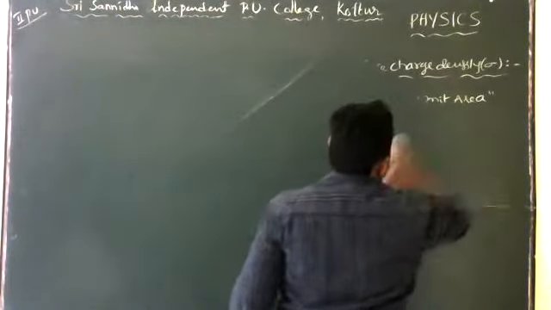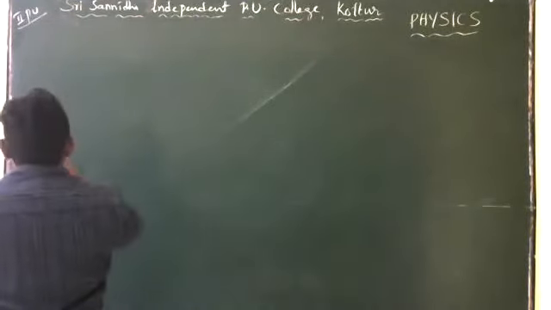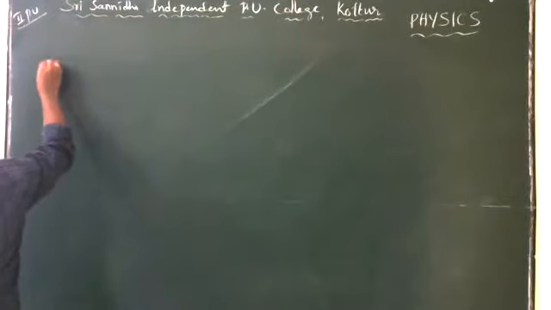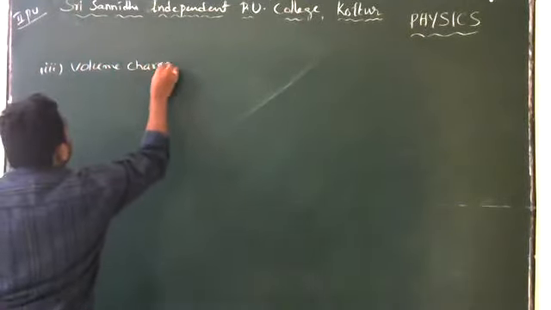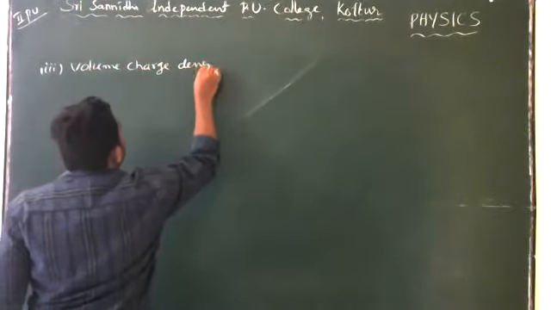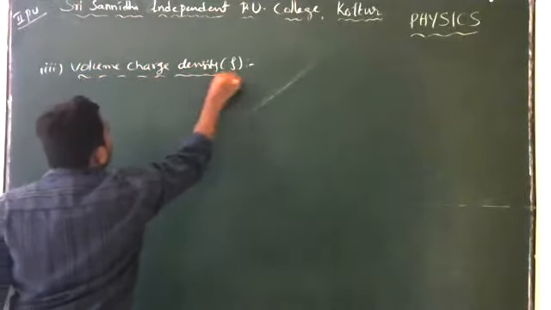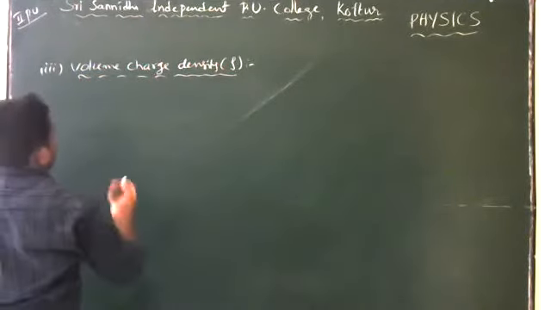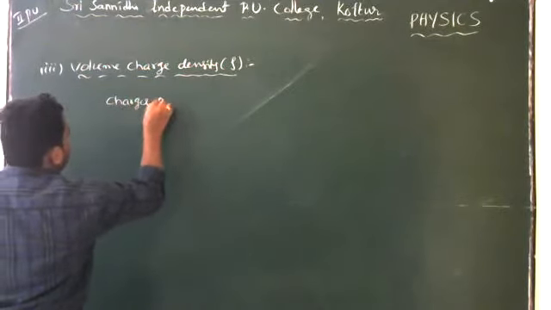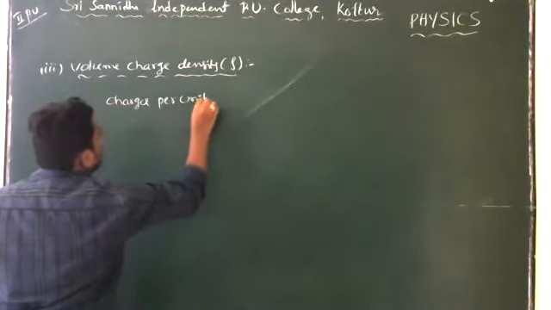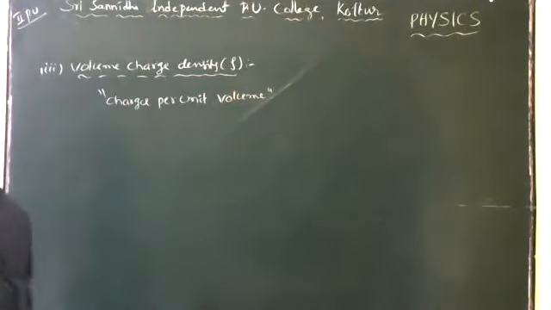So the third one is volume charge density. It is denoted by rho. So rho is called the volume charge density. So what is the definition for volume charge density? Charge per unit volume. So this is called the volume charge density.